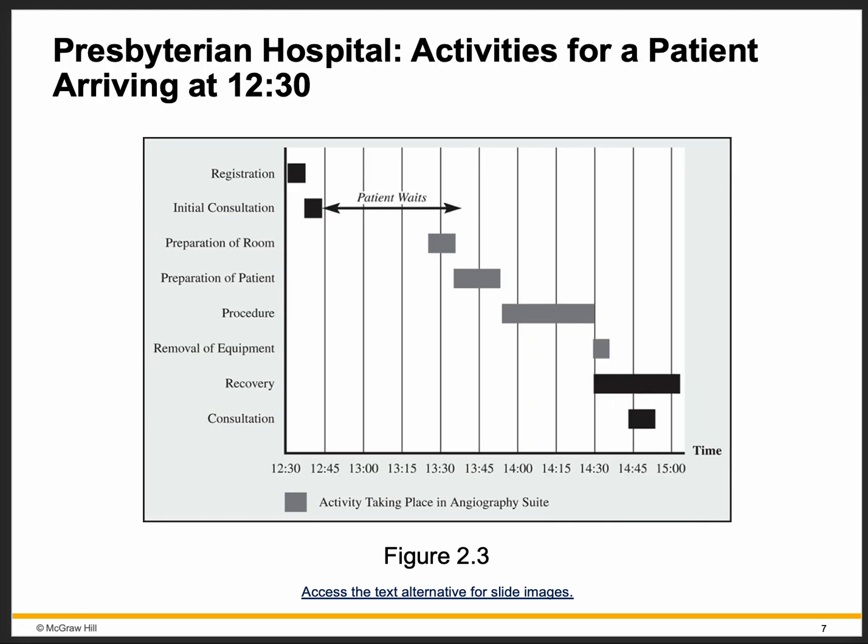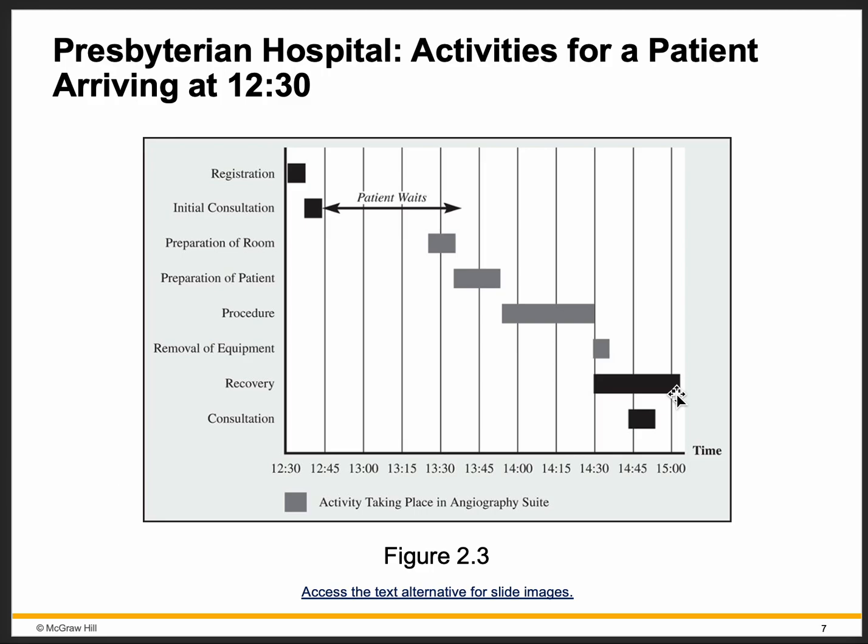So if you look at a particular patient who came in at 12:30, they did registration, they went through initial consultation, and then they waited. So this is the waiting time for the patient. Then they got prepared in a room. They went into the preparation room. The room was prepared for the patient. Then the patient themselves were prepared with the initial vitals and attaching the machine and whatnot. They went through the procedure. The equipment got removed. They were in recovery, and there was some consultation as they were recovering from their procedure also.